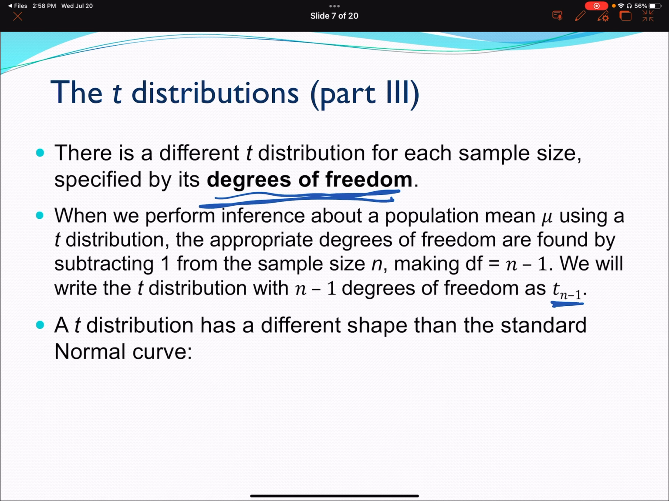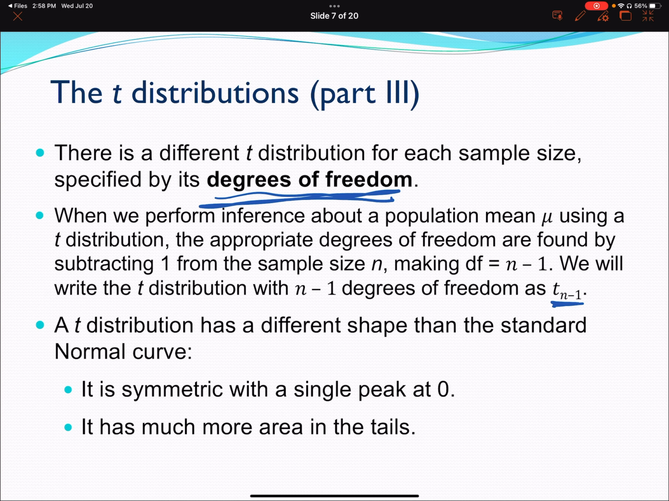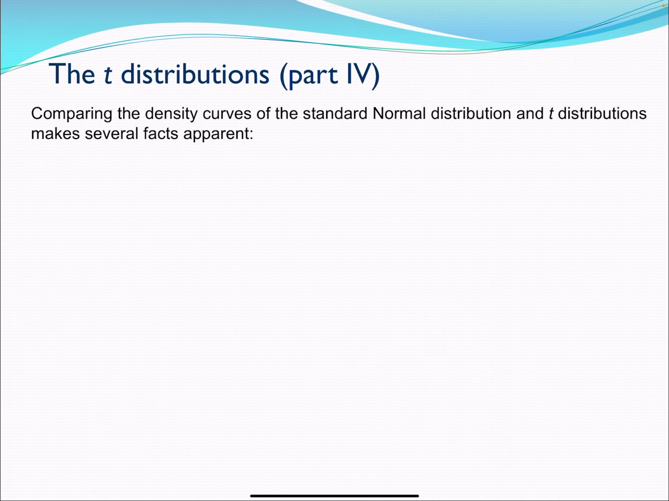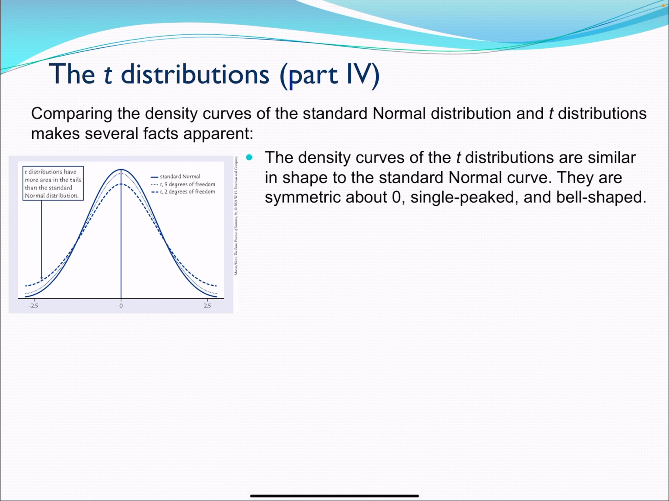So a t-distribution has a different shape than our standard normal curve. It's symmetric with a single peak at 0, and it has much more area in the tails. So let's get a visualization of our normal distribution and our t-distribution. Comparing density curves of the normal curve and t-distribution makes several facts apparent.